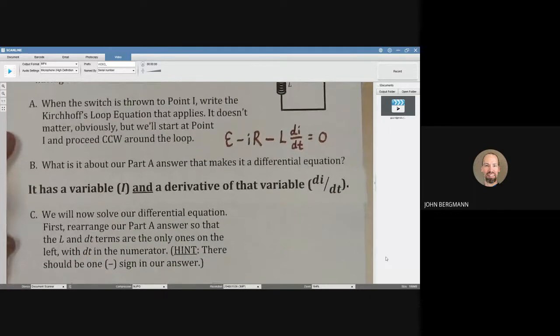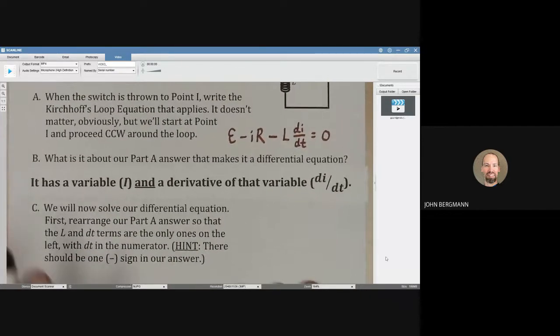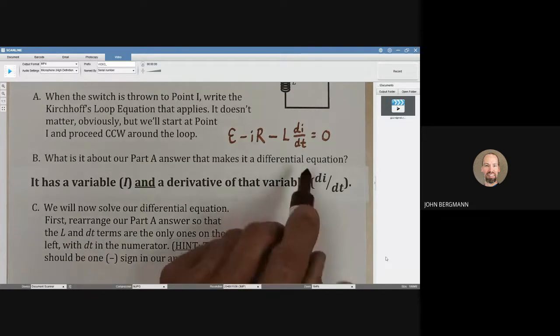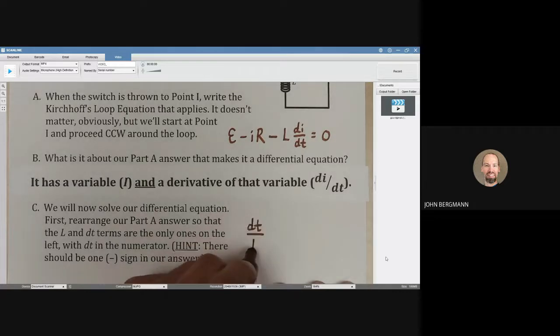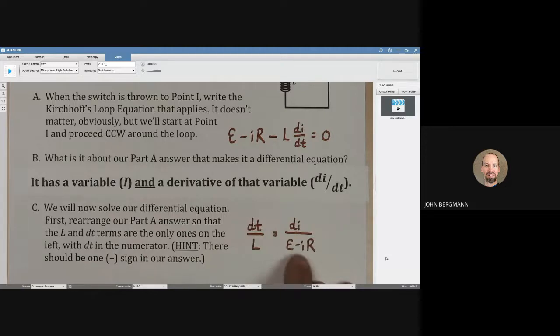Here's how we're going to do it. We're going to lay this out for you. We're going to rearrange our part A answer so that the L and the dt terms are the only ones on the left, with dt in the numerator. And I'm giving you a hint here: there should be one negative sign in our answer. We want the L and the dt terms on the left with dt in the numerator. If we do that, this is what we end up with: dt over L is equal to di over E minus iR. And there's the negative sign right there.